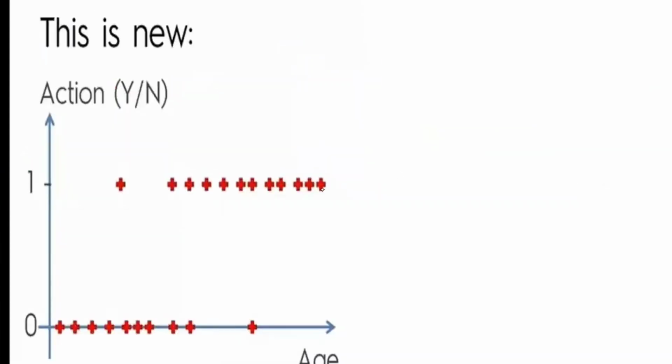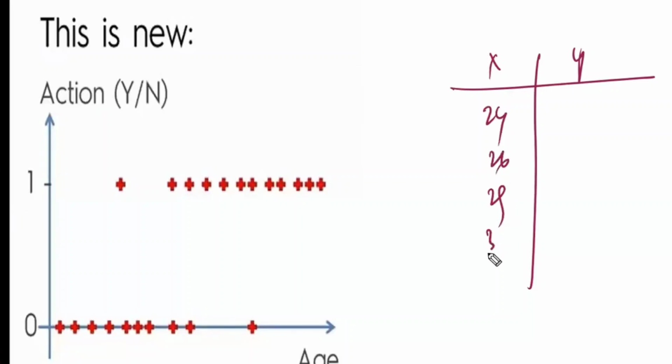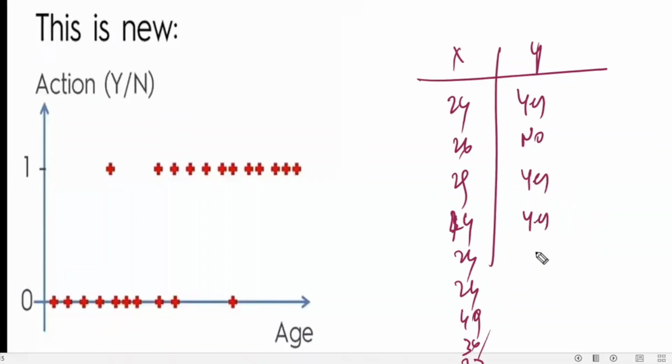Now the question is, in the output variable, I have a discrete variable, either yes or no. Now, if I apply a scatter plot, for example, if I take a dataset like this, input and output. Input age is 24, 26, 29, 44, 24, 24, 49, 36, 35. Output variable: yes, no, yes, no, yes, yes, no, yes, no, yes. You have it like this.